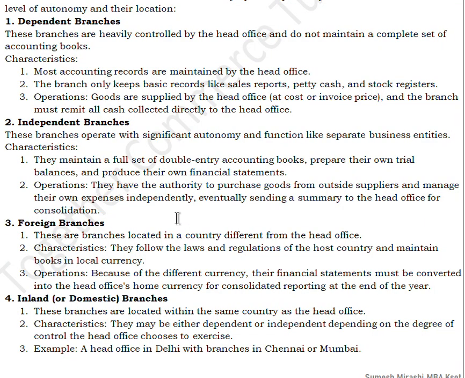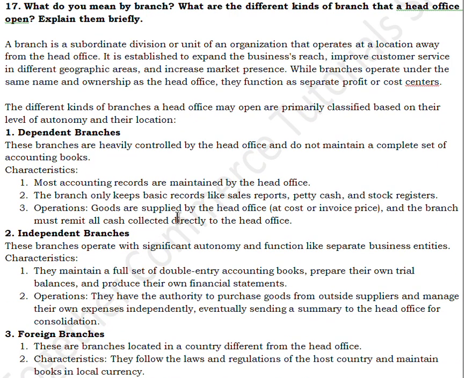Okay, so this is the notes for the question, and in the next video I'll be solving all three questions, that is the 18th, 19th and 20th question, which are for 10 marks.